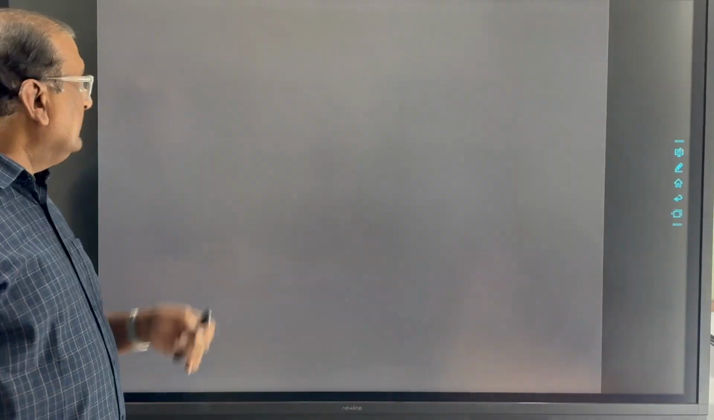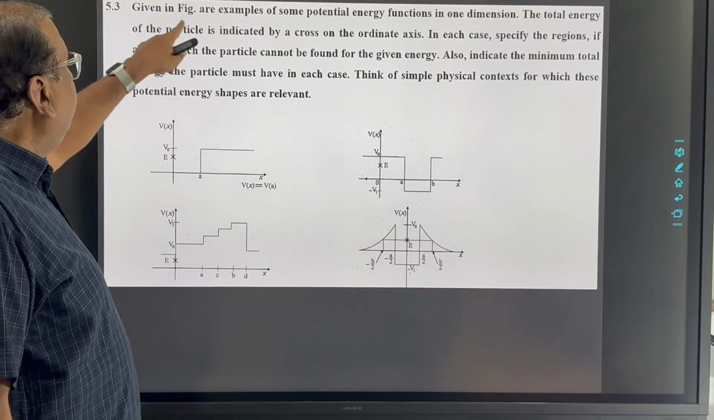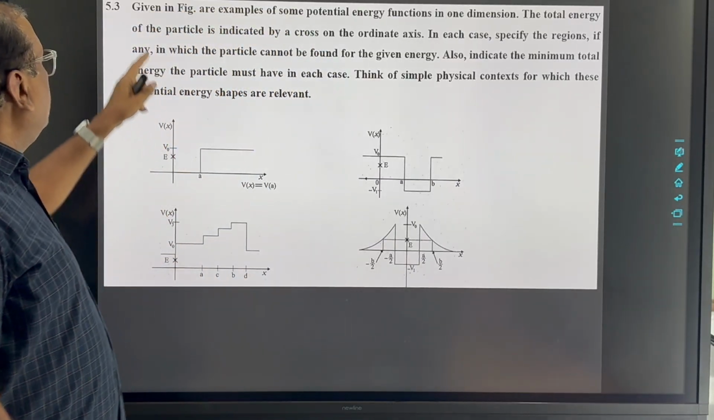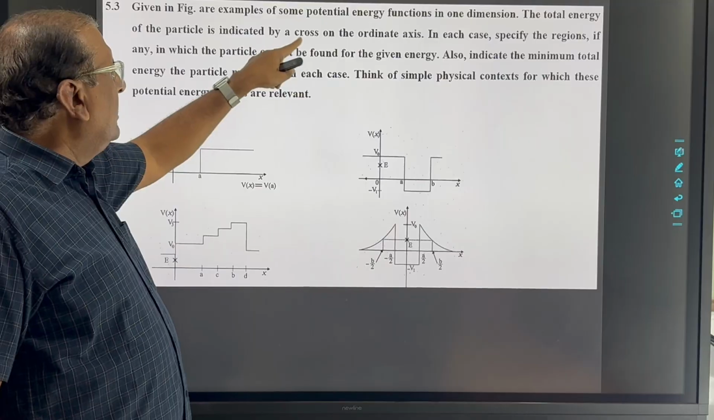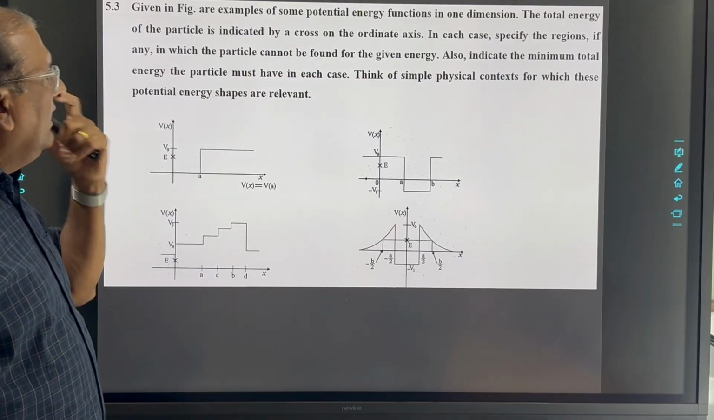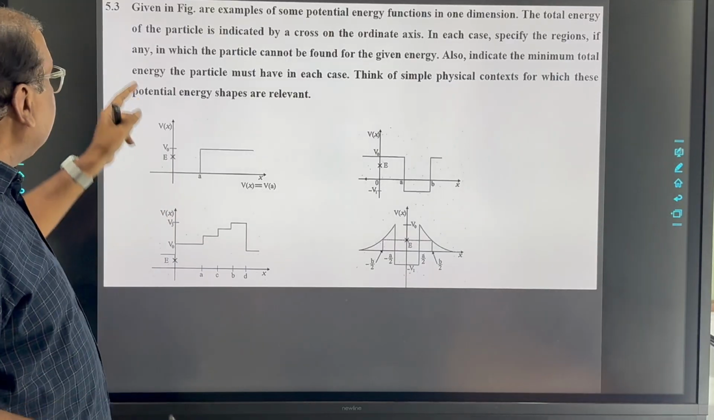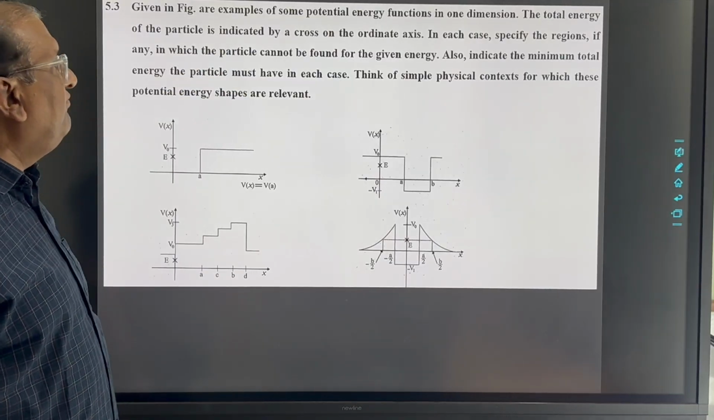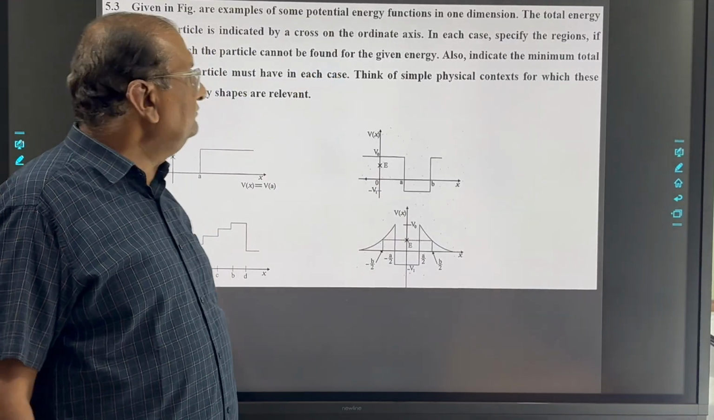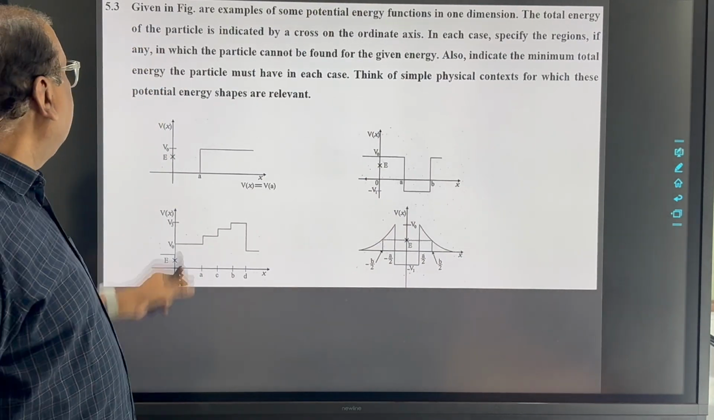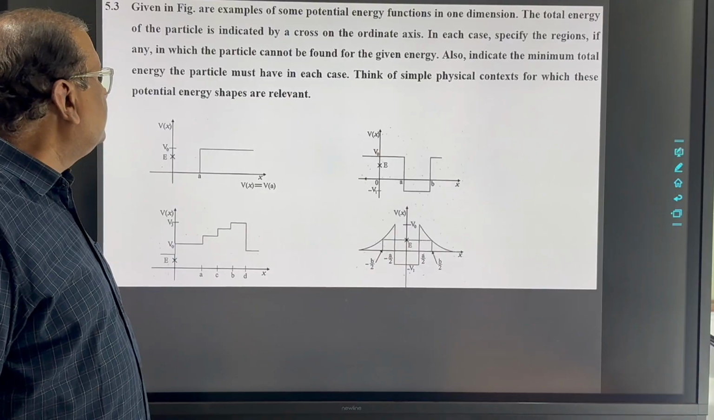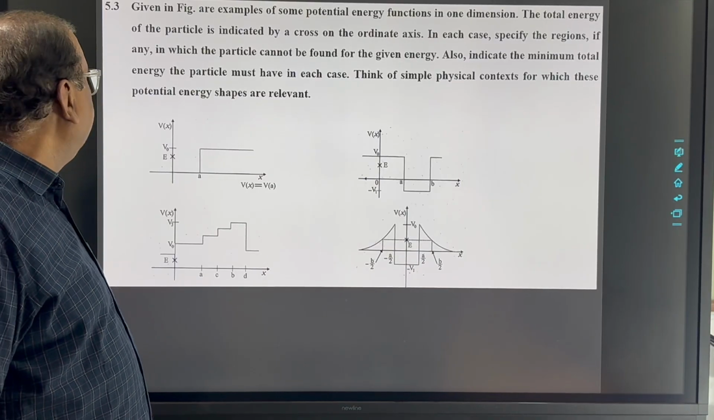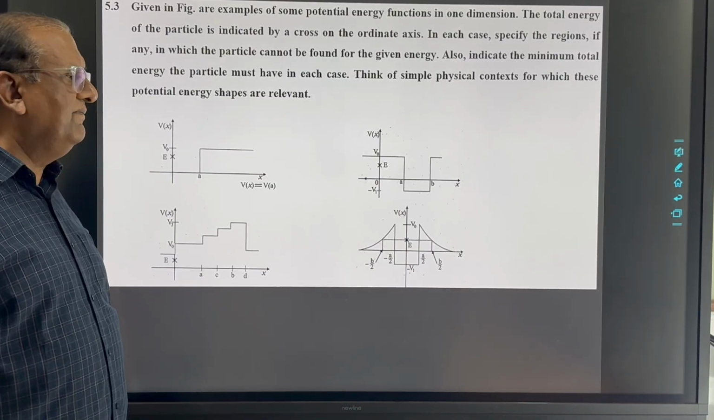Clear? Now example 5.3. Given in the figure are examples of some potential energy functions in one dimension. The total energy of the particle is indicated by a cross on the coordinate axis. In each case, specify the regions, if any, in which the particle cannot be found for the given energy. Also indicate the minimum total energy the particle must have in each case. Think of a simple physical context for which these potential energy shapes are relevant.